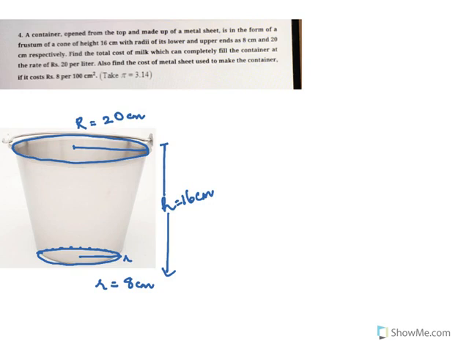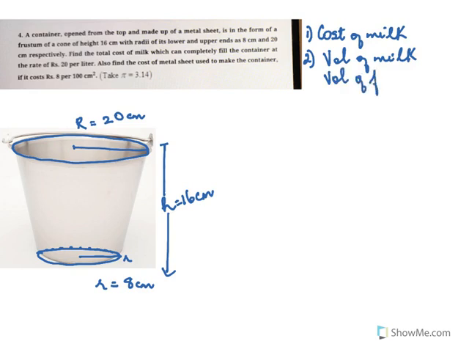So we go to the first part, which is to find the cost of the milk. This container is a milk pail, so we have to find the cost of the milk. To find the cost of the milk, we need to first find the volume of the milk. Volume of the milk means we need to find the volume of the frustum, because the milk is in the frustum. So first let's do the volume of the frustum.